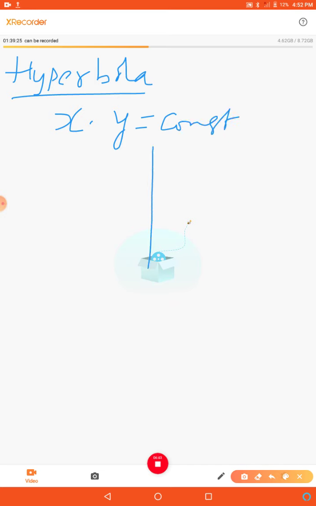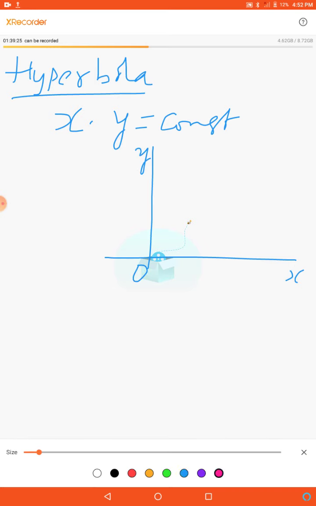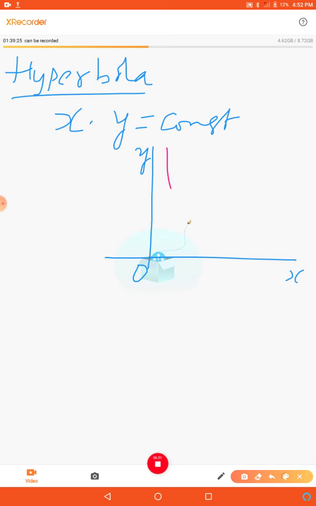Let us see what it looks like. This is the x-axis, this is the y-axis, and this is the origin. So the hyperbola will be like this. It is like a moon shape, going down, decreasing. So this represents a hyperbola.